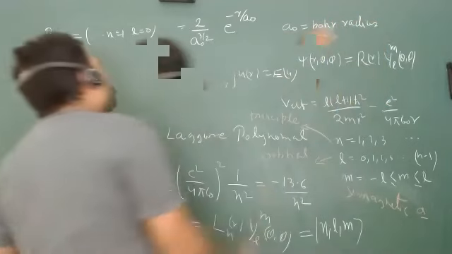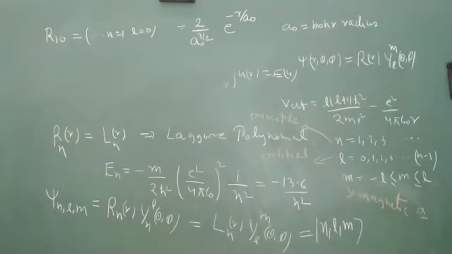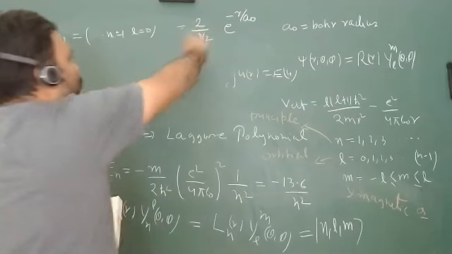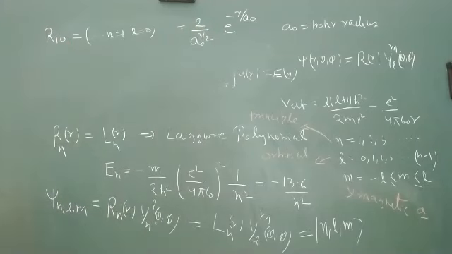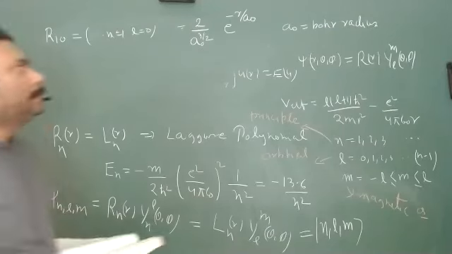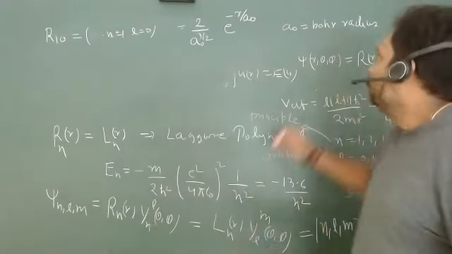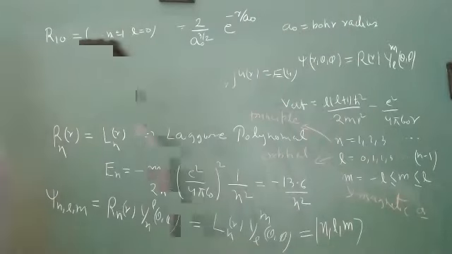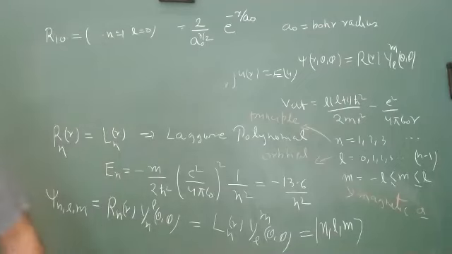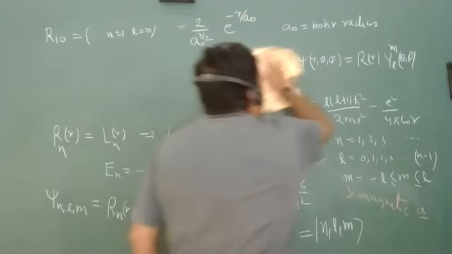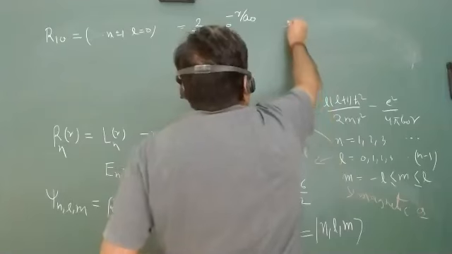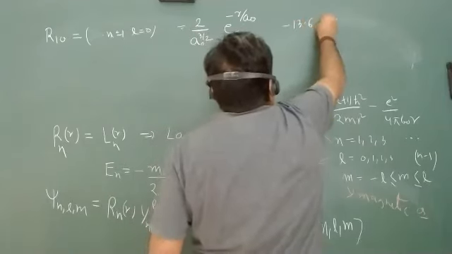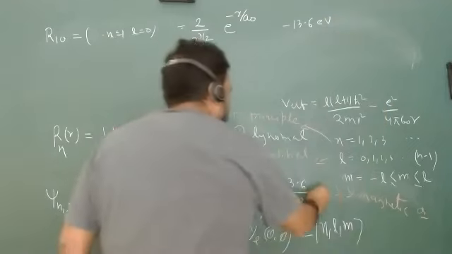And all this thing you will do also in atomic physics. So I am not doing this thing here. What will be the energy associated to this particular radial wave function? Can anybody tell me? Minus 13.6. That is your ground state. So this will also be minus 13.6 electron volt. This is in electron volt.